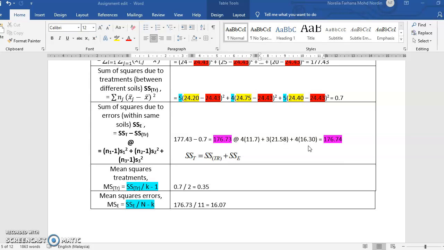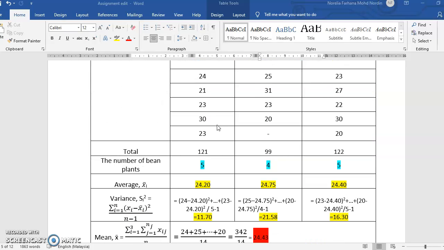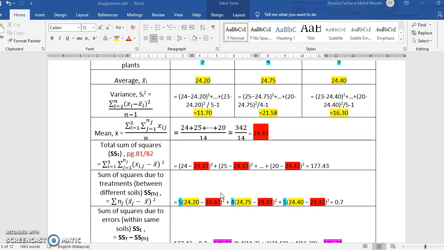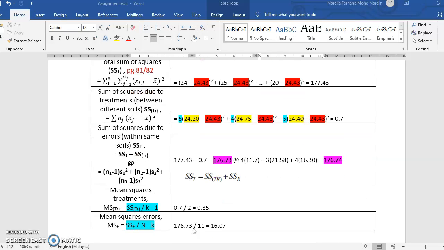Last step, calculate the mean square error, MSE, equal to the sum of squares error, which we got earlier, 176.73, divided by the number of samples minus K. The overall number of samples is 14, 5 plus 4 plus 5. Minus K, where K is 3, so 11. Divide, we get 16.07.